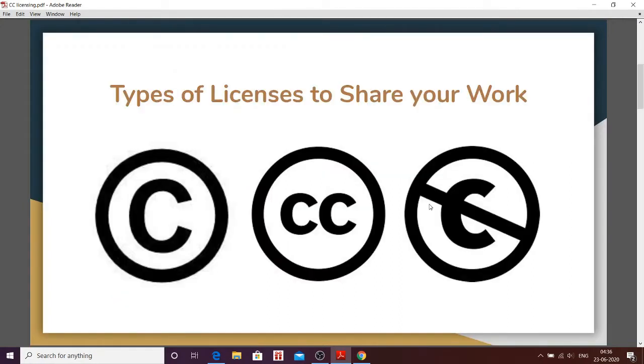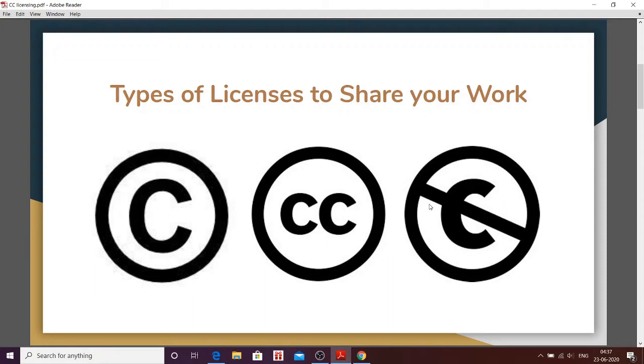So these are the types of licenses with which you can share your work. You've probably seen these figures or images at a lot of places. The first one, as you know, is for copyright. C inside a circle means it's copyrighted material. Copyright means that you have to take prior permission of the author of the work to be able to publish it or use it somewhere else.